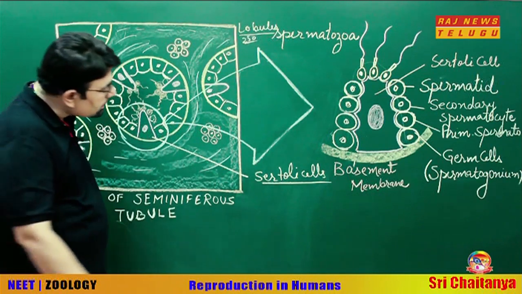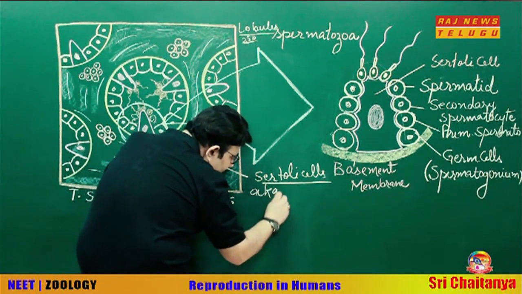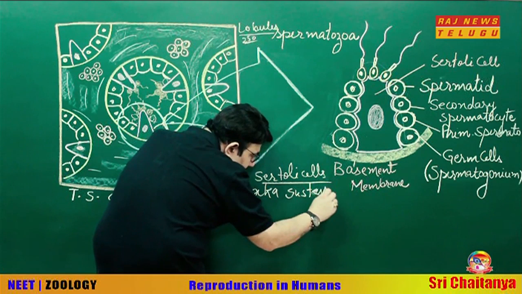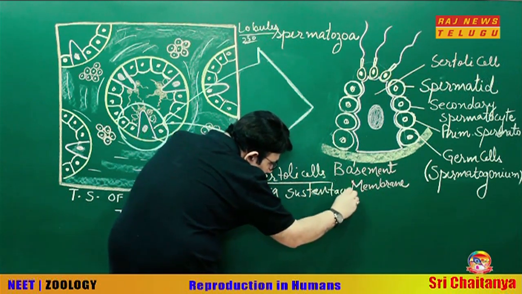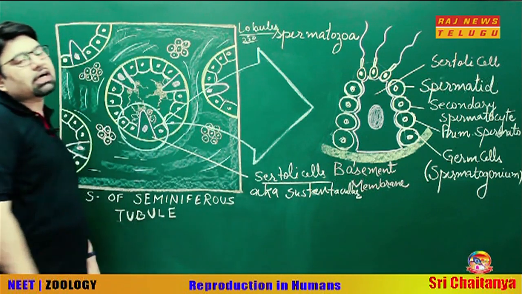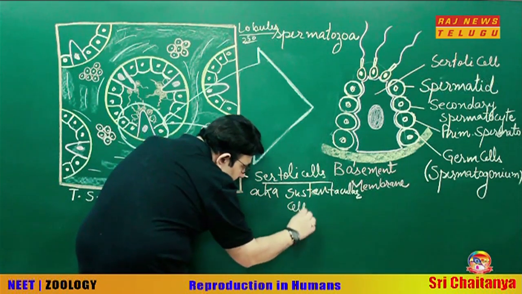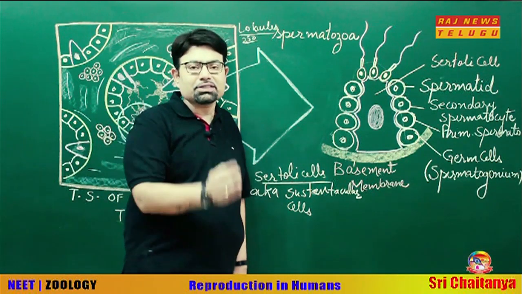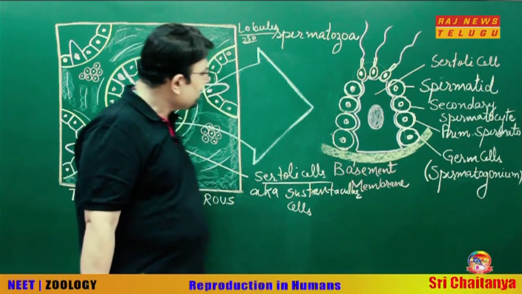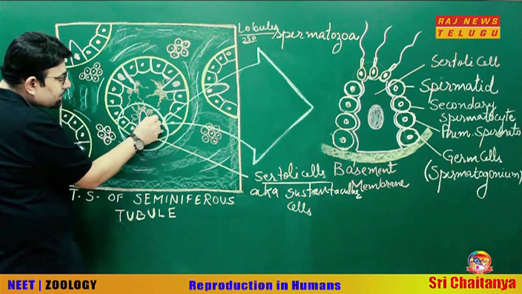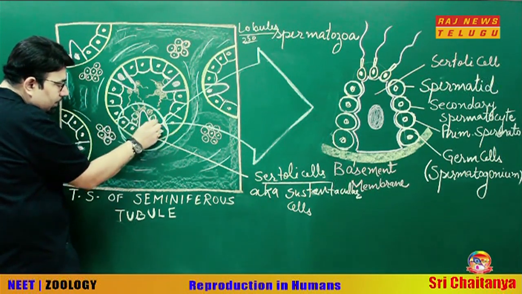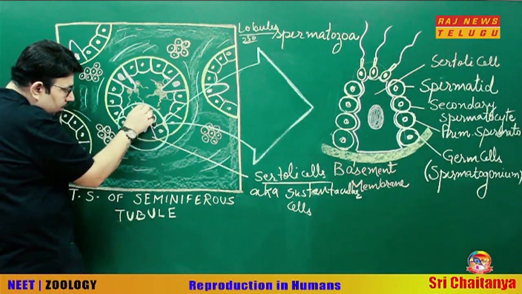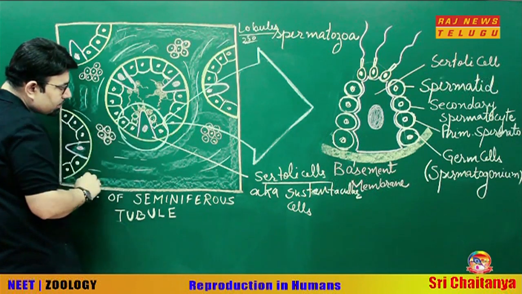My dear students, the Sertoli cells are also known as the sustentacular cells. They are also known as the nurse cell because they nourish the developing spermatozoa. Here you see the different processes, the different stages of the development of the sperms, and these are the finally differentiated sperms you see here.